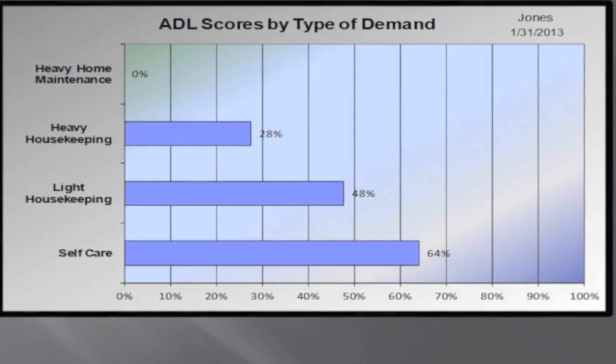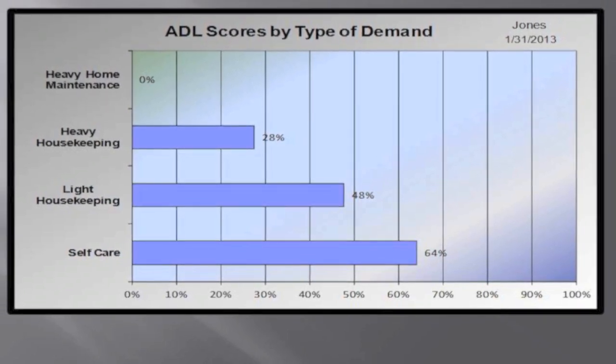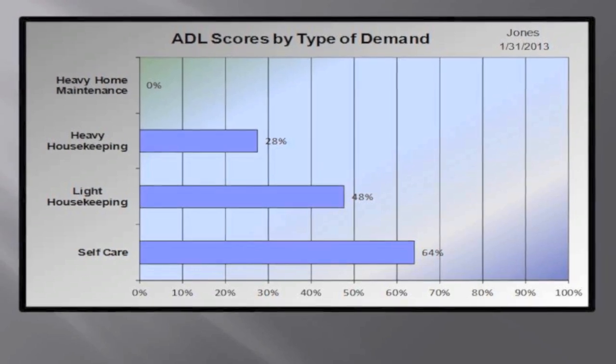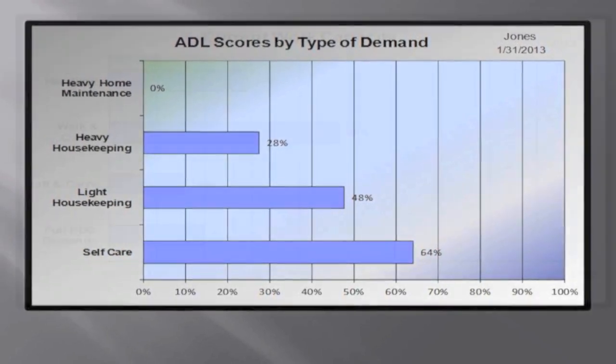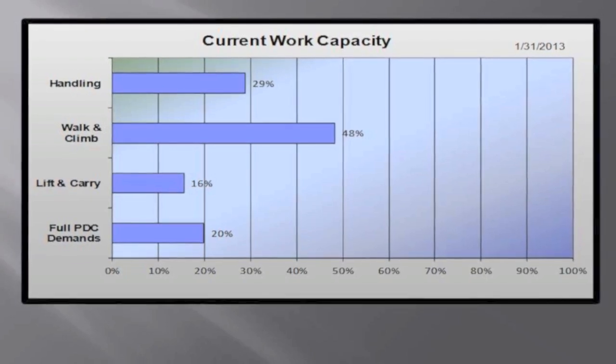The Activities of Daily Living tab shows a nice drop-off from self-care to light housekeeping and heavy housekeeping and heavy home maintenance. This stair-step is what we expect. The Work Capacity tab is also consistent with his impairments.